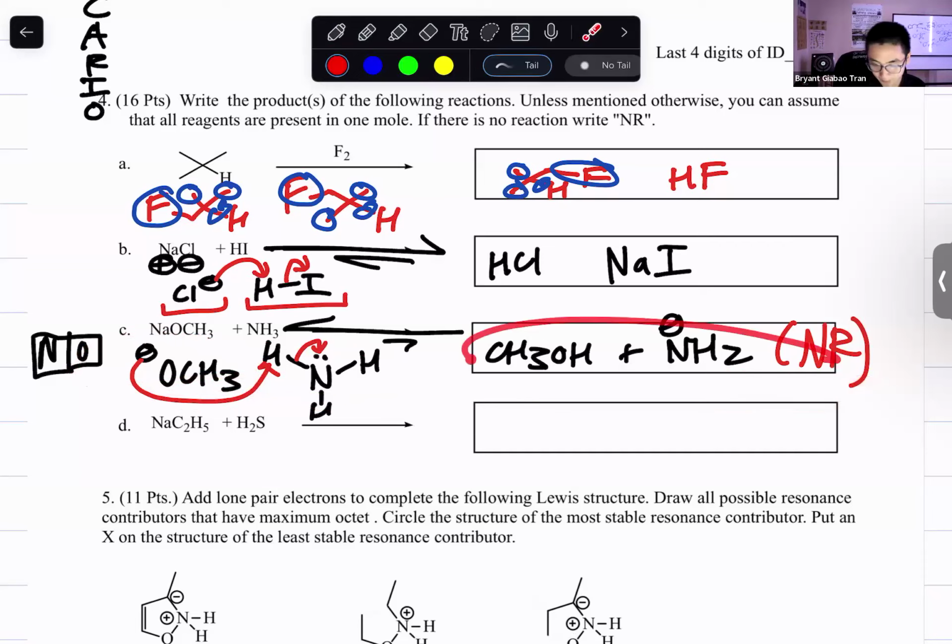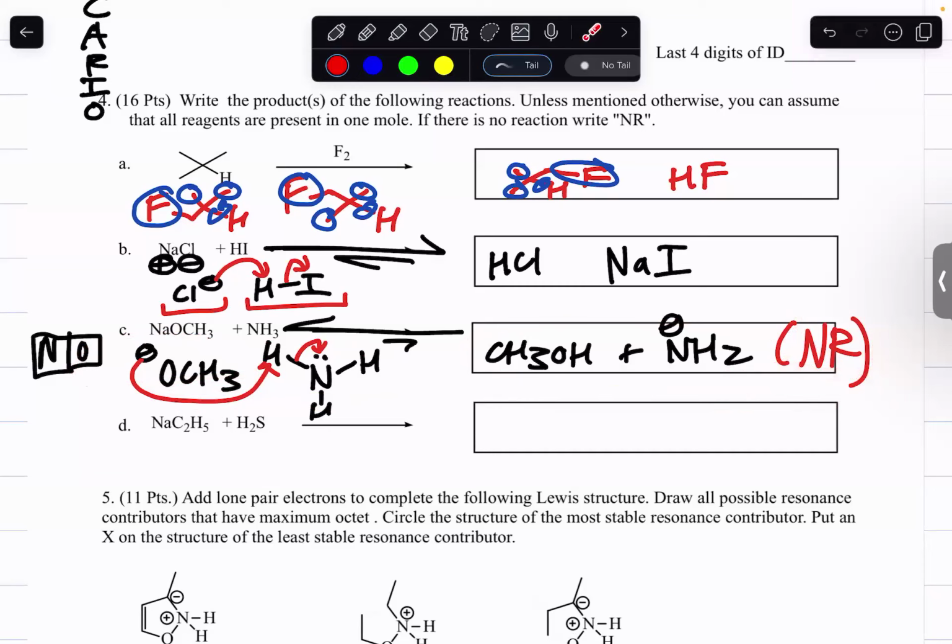If you see that you're forming something less stable, put no reaction, NR, right? So you said the more stable charge with oxygen is preferable compared to the nitrogen because oxygen is more electronegative. And so therefore, even though they're asking us to write the products, we say it's no reaction because what they wrote out first is preferable. Yes, that's right.